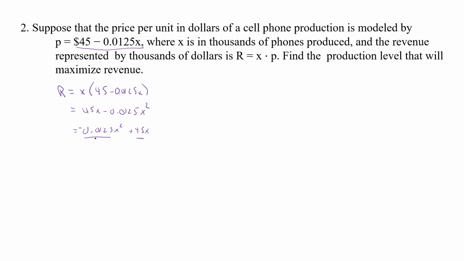Now, because again, that's a negative, that means we're going to have a maximum value. So whatever we find for our H and K, for our vertex, that's going to give us a max. And so if we look for our H, that's going to be negative B, which was 45, over 2 times A, which is a negative 0.0125. And if we plug that into our calculator, we should get 1,800, and that's going to be thousands of phones.